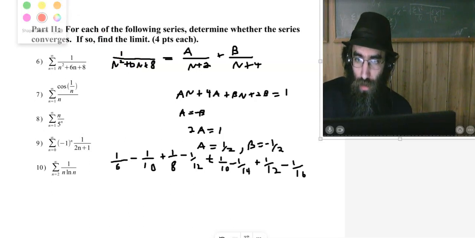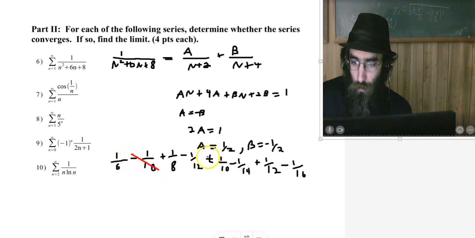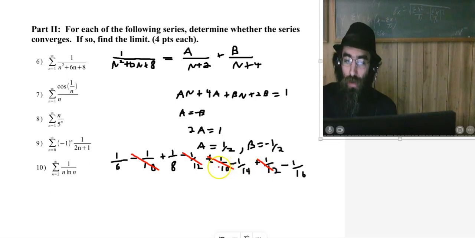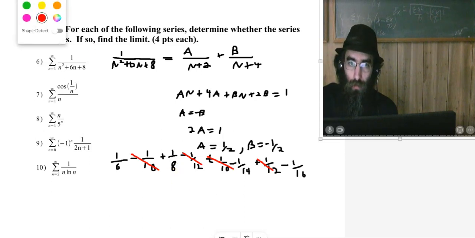What you have to realize is that the positives and negatives cancel, and you have a telescoping series. The 1/6 and 1/8 will never cancel. If we had more terms, these stray minuses would cancel. So you get 1/6 plus 1/8, common denominator 24, 7 over 24.